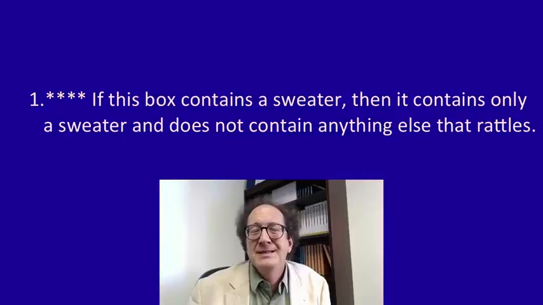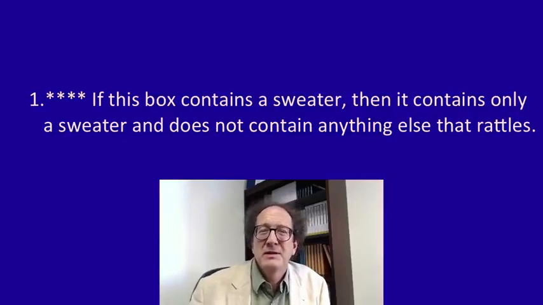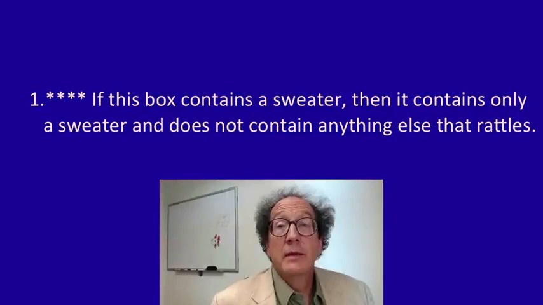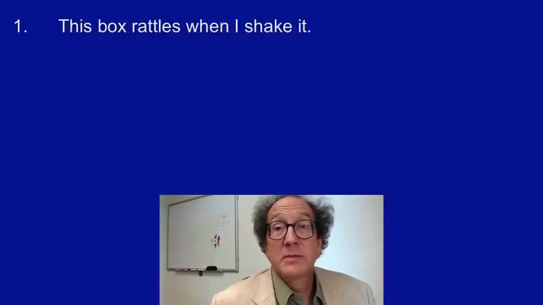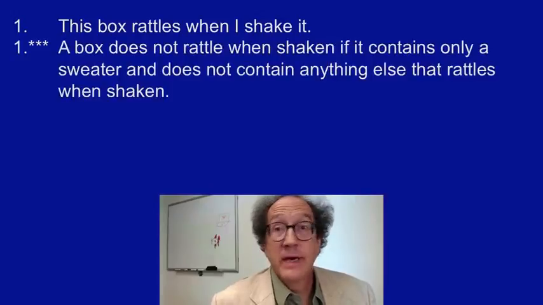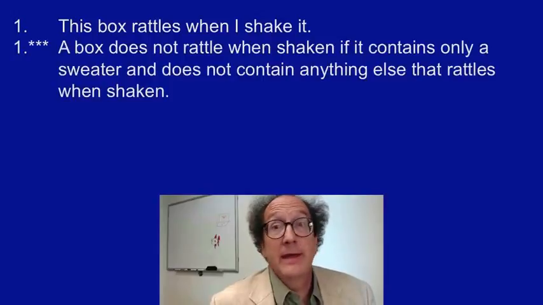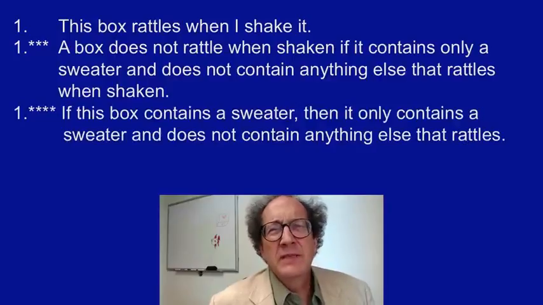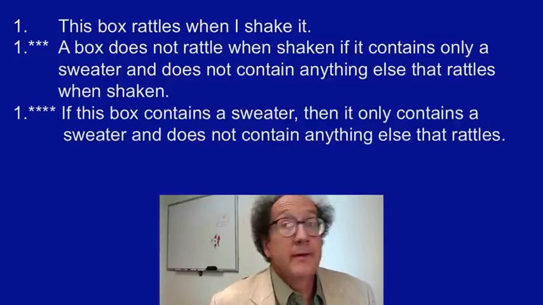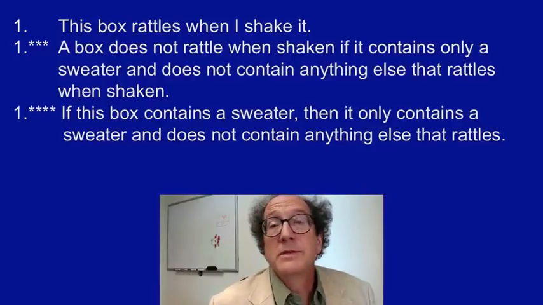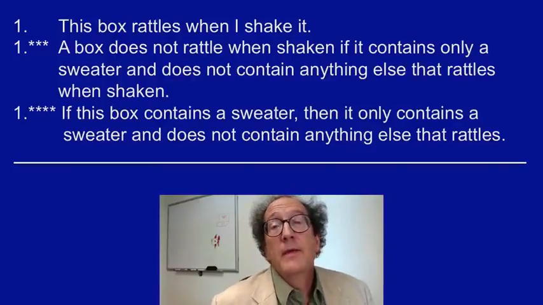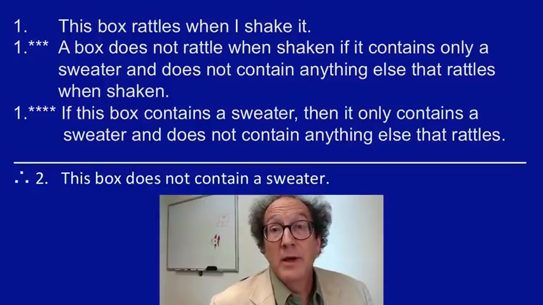And now we can stick that as an extra suppressed premise into the argument. Now the argument looks like this. This box rattles when I shake it. A box doesn't rattle when shaken if it contains only a sweater and not anything else that makes a rattling noise when shaken. If this box contains a sweater, then it contains only a sweater and doesn't contain anything else that rattles when shaken. So, this box does not contain a sweater.